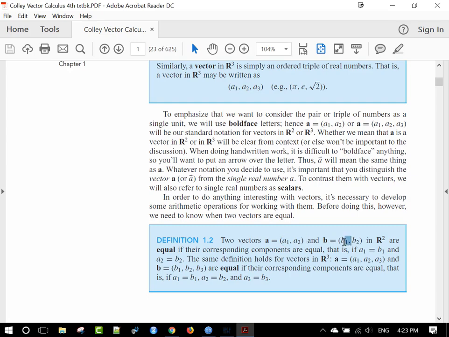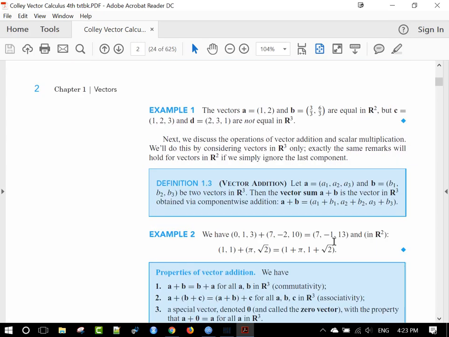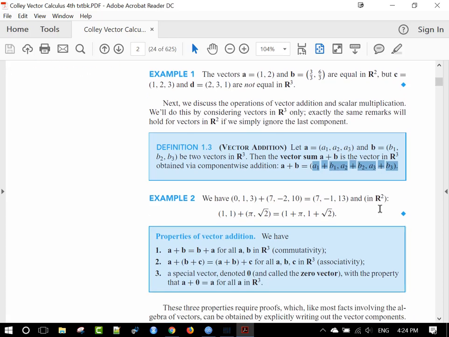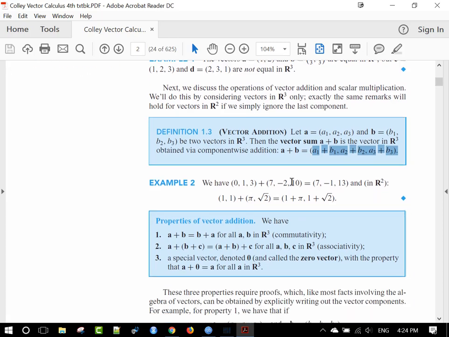We can say that the sum of A and B, and we add them element by element. So here's A, there's B. This is the element by element addition. Then once we define addition like that, we can prove some properties. For example, we can prove that A plus B equals B plus A. We can prove this one, which is called associativity. We have a special vector denoted 0, and that has the special property that if you add it to any vector, you get A back again.